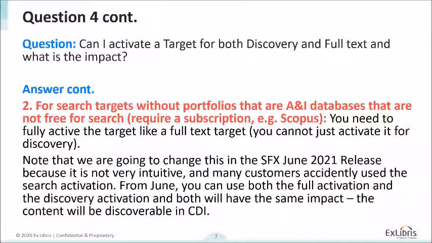They require a subscription in order for you to be allowed to search them. Examples of this type of targets are Scopus and Web of Science databases. So here you have to actually pay to have them discoverable in CDI. What happens here is that search activation right now is not possible. You have to activate them.